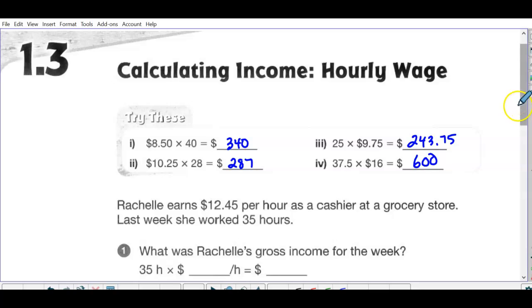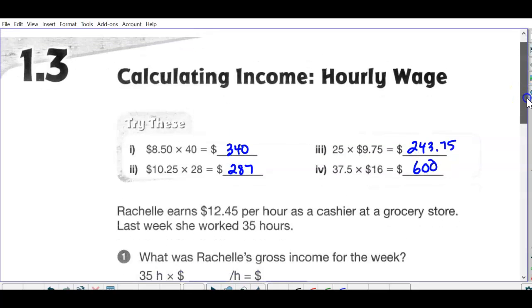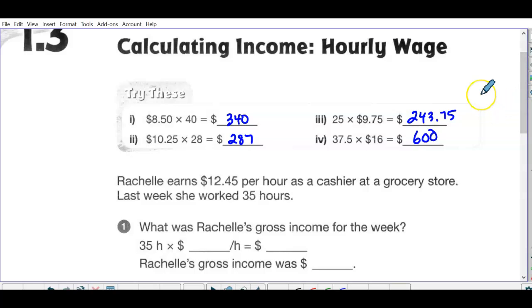You'll find in this chapter that some of the hourly wages are a little bit low. It was originally printed a few years ago, and Alberta also has the highest minimum wage, I think, of any province right now. So just use whatever it is, even if it's not our minimum. So for example, here, $12.45 per hour, that would probably be $15.